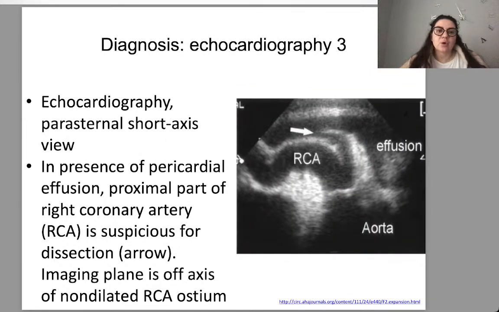Here you see echocardiography in parasternal short axis view, a little bit of another view. And here is the presence of pericardial effusion. The proximal part of the right coronary artery is suspicious for dissection. It is shown by the arrow, dissection. It's like separation of layers of the artery. The imaging plane is off axis of the non-dilated right coronary artery ostium.